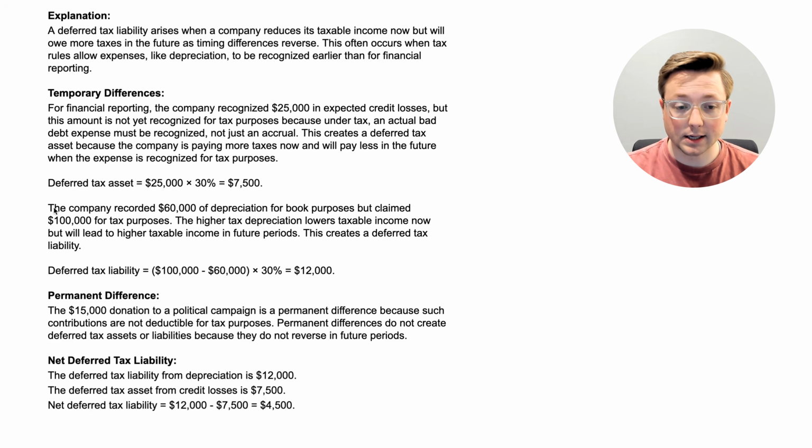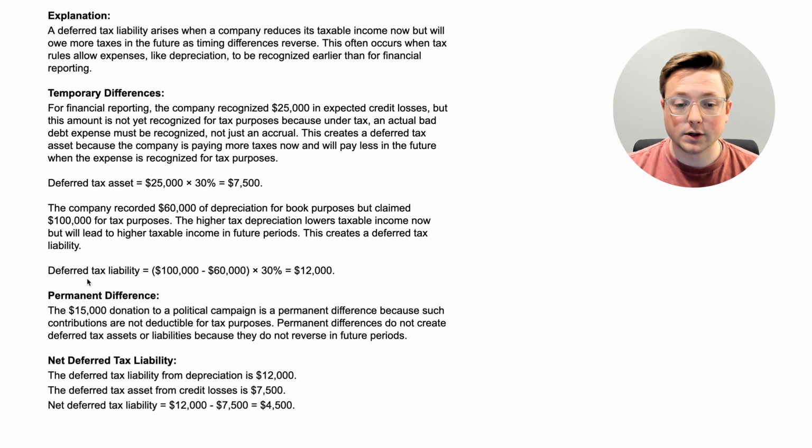Now let's go to the next thing. The company recorded $60,000 of depreciation for book purposes, but it claimed $100,000 for tax purposes. The higher tax depreciation lowers taxable income now, but will lead to higher taxable income in future periods. This creates a deferred tax liability. So this is the opposite of what we were just talking about. If you pay more taxes now and less later, that's a deferred tax asset. But if you pay less taxes now and more taxes later, that's a deferred tax liability because you're going to owe more taxes later. You're deferring those taxes for later.